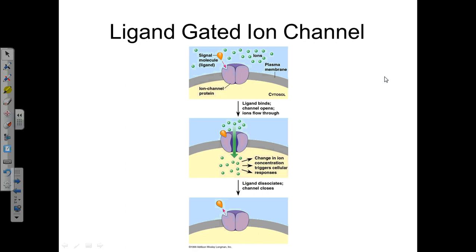And when those neurotransmitters bind, they cause that channel to open up. And when it opens up, what process can happen through it? What's the process called that moves something from high to low, but through a channel? Facilitated diffusion. It causes facilitated diffusion to happen. And in this case, it's mostly the facilitated diffusion of sodium ions.